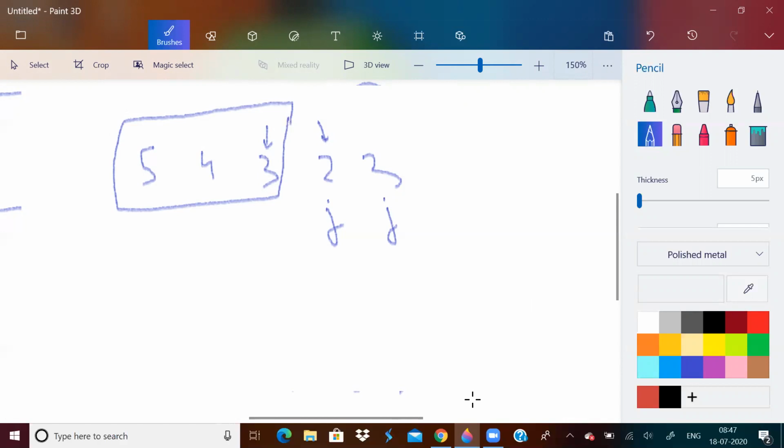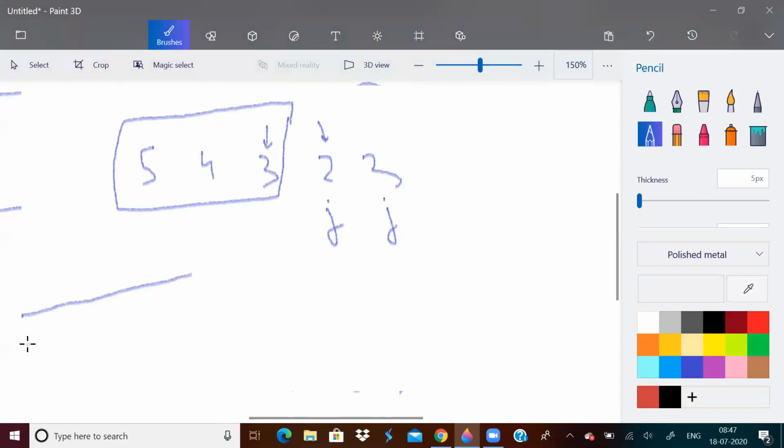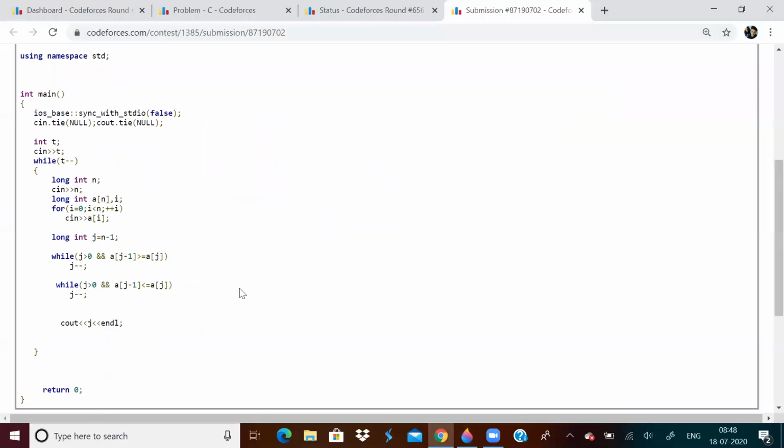So it was a very simple problem, just a pointer concept. You had to understand that you will get a good array if it is strictly increasing, or it is constant, or it has one peak. So this was my solution, and I hope you understood now.